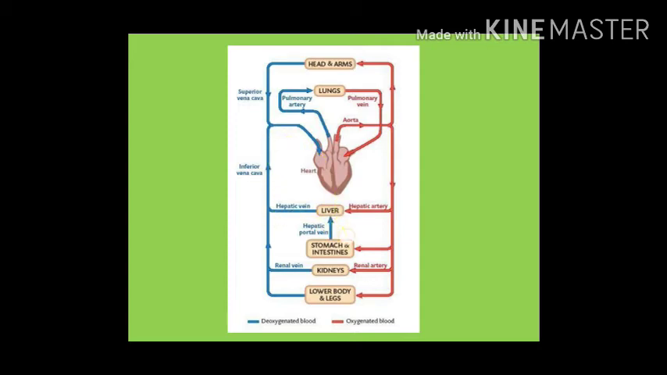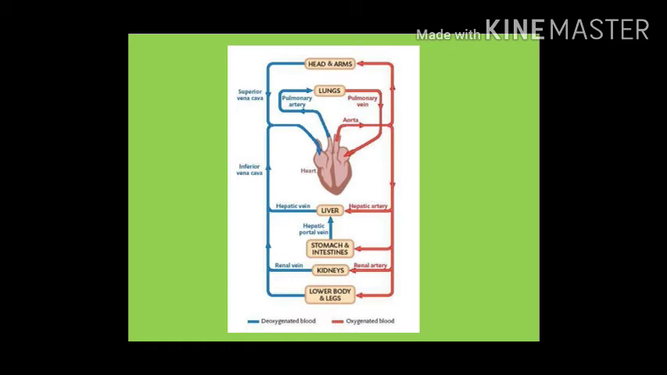Same way from kidney, renal veins are taking the impure blood, joining the inferior vena cava and going back to the heart. So the red color is showing oxygenated blood and the blue color line is showing the deoxygenated blood.